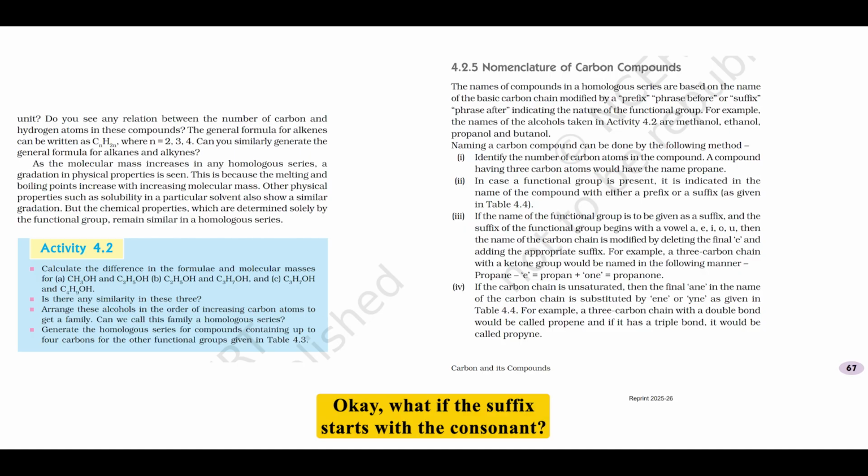What if the suffix starts with a consonant? Then you keep the E, though most common suffixes start with vowels. Got it. Drop the E before a vowel suffix. What about unsaturation? Double or triple bonds?